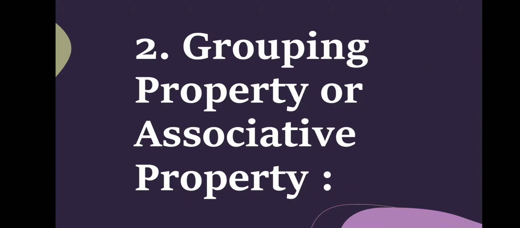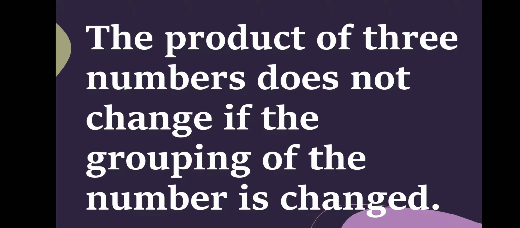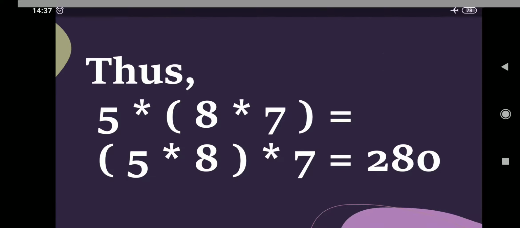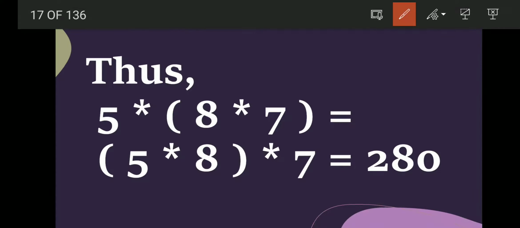Second property, grouping property or associative property. Now let us see what this says. The product of 3 numbers does not change if the grouping of the numbers is changed. 3 or more numbers you can change. So even if the grouping is changed, the product doesn't change. Now let us see with an example. 5 into, in bracket, 8 into 7, equals 5 into 8 in bracket multiplied by 7, that is 280. I'll show you how.